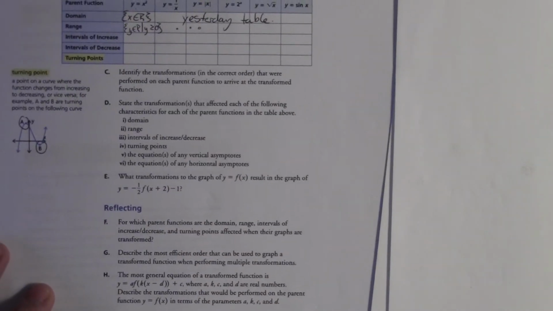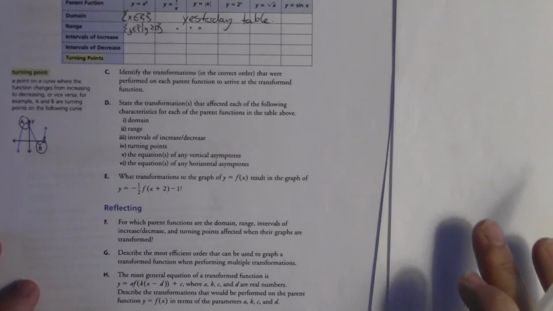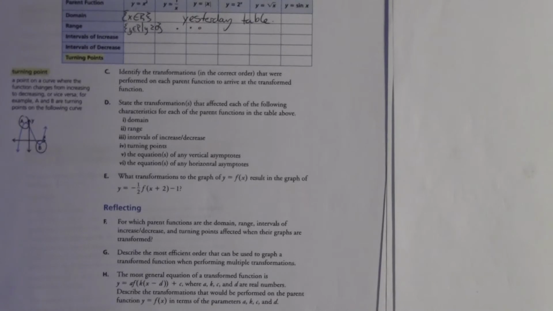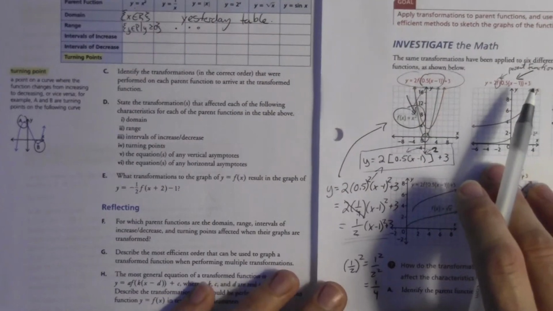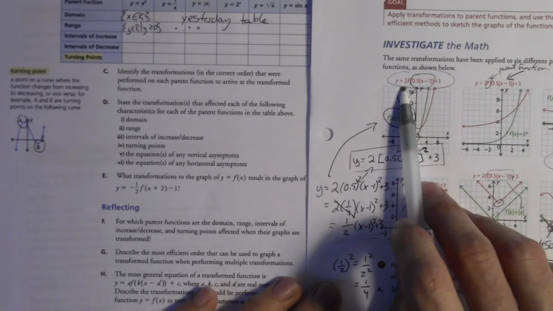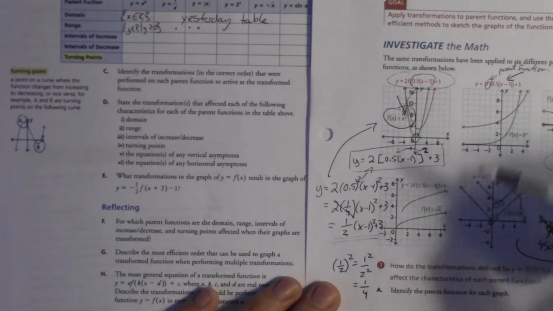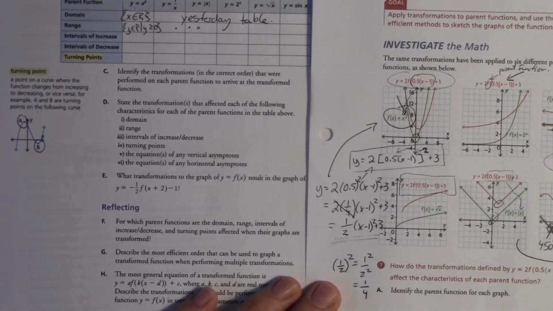Okay, so we've covered turning point. We've covered this table. C, identify the transformations in the correct order that were performed on each parent function to arrive at the transformed function. All right, so we have to go back to this graph. Who thinks they can do this? So they're all the same transformations. So we're looking at this graph here. Who thinks they can identify the transformations?